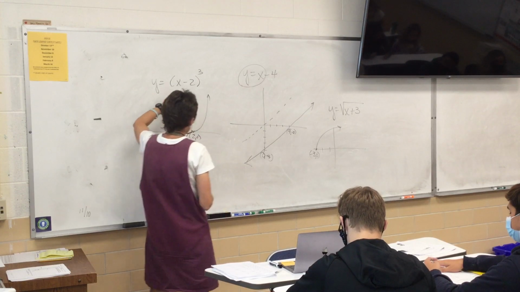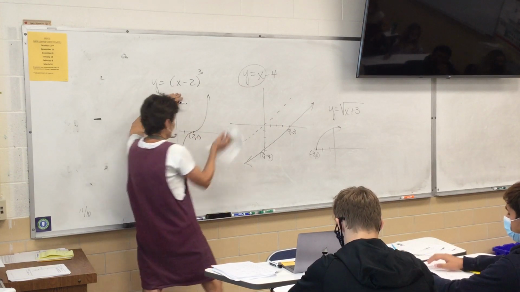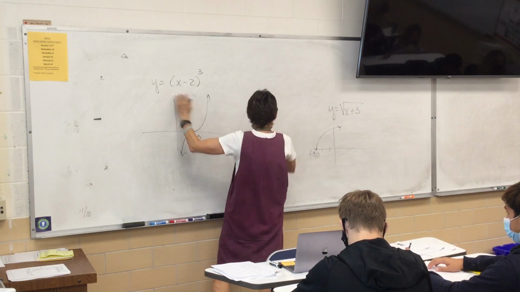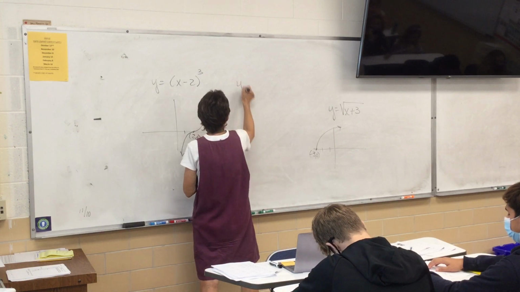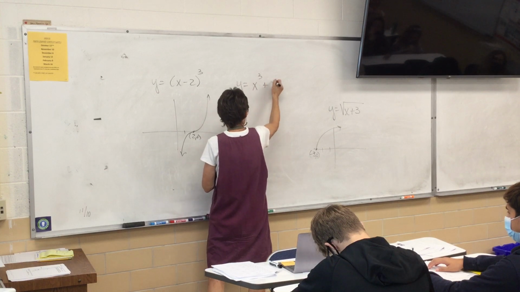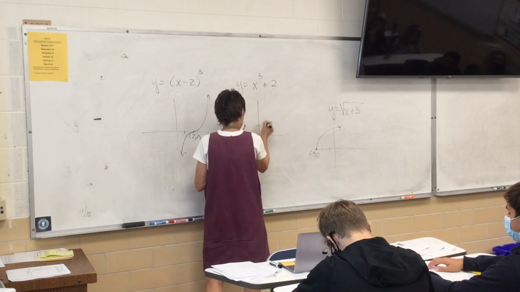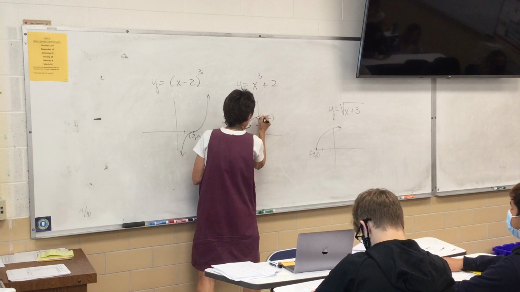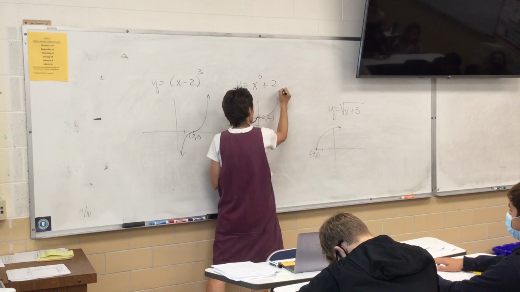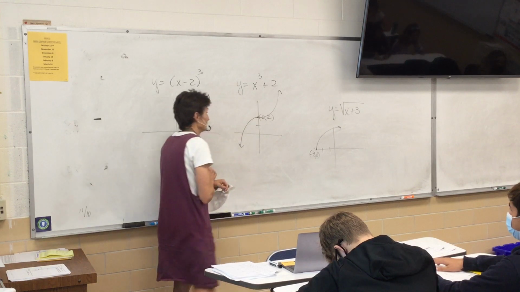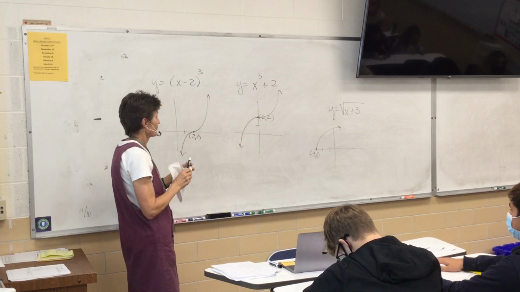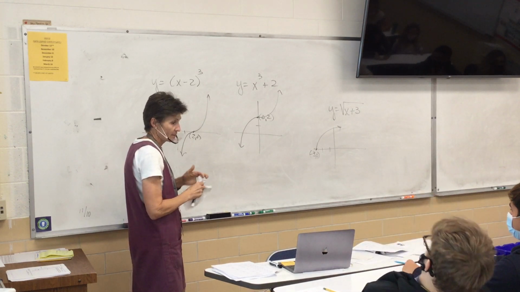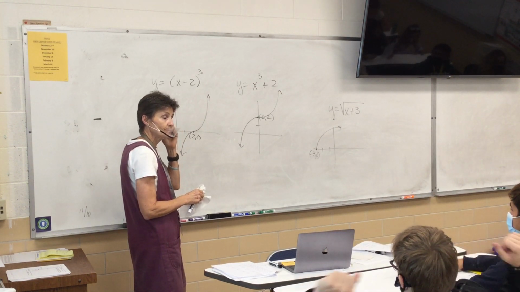All right, so this one went right 2. This one is the exact same shape, but it is going up 2. So it is going to squiggle through that point. Like it normally squiggles through the origin, I'm just going to squiggle up there instead.